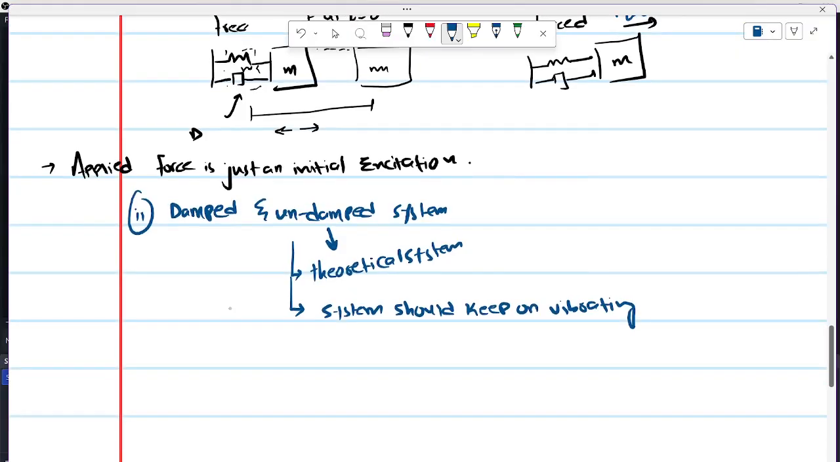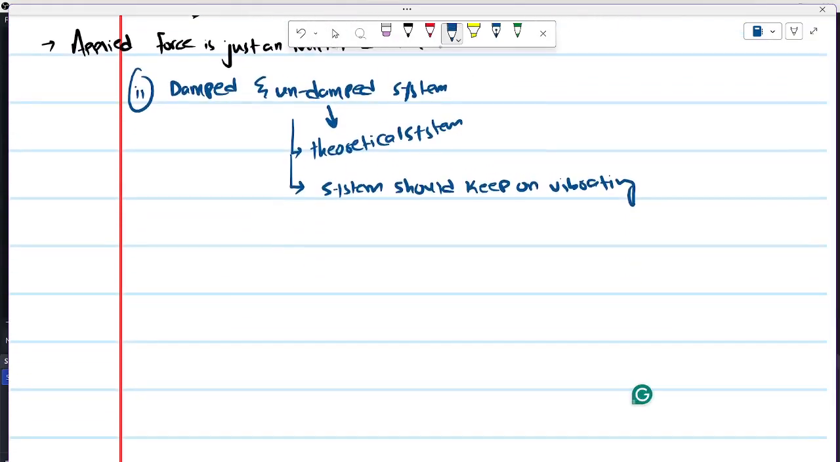Then another way, I think we don't need to discuss more. That's enough. Then another one is linear and non-linear systems.